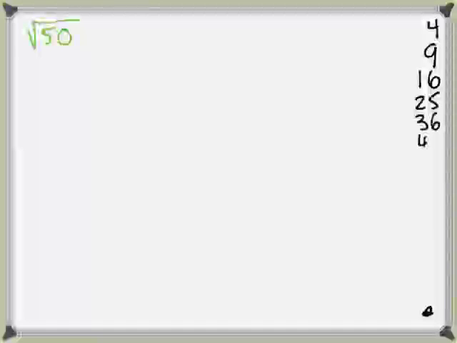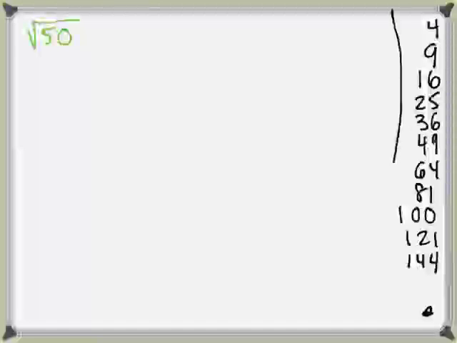We get 36. 49 is from 7. 8 gives 64. 9 gives 81. 10 gives 100. 11 gives 121. 12 gives 144, and that's probably about as far as you would need to know or care about here. If you don't know these numbers, you probably want to list them out somewhere because they're going to be very important to you in solving all of our problems. If you are not comfortable and familiar with all of your perfect squares, you probably just want to make a list that you can refer to while you're working on your homework.